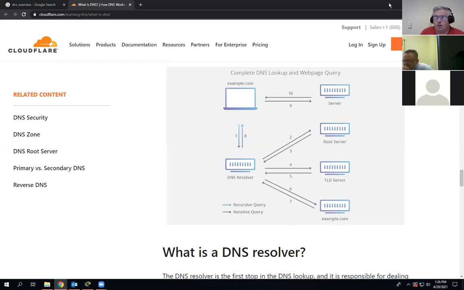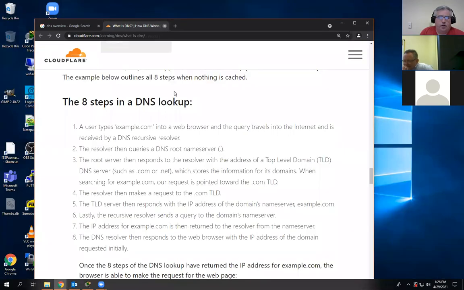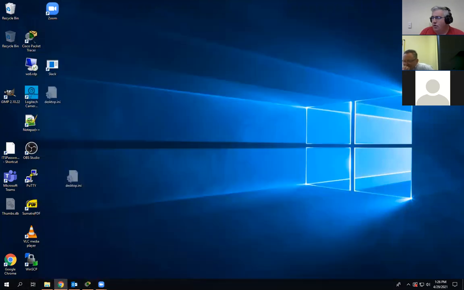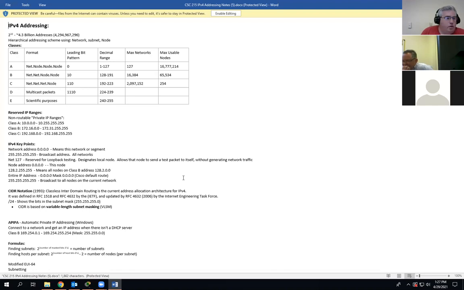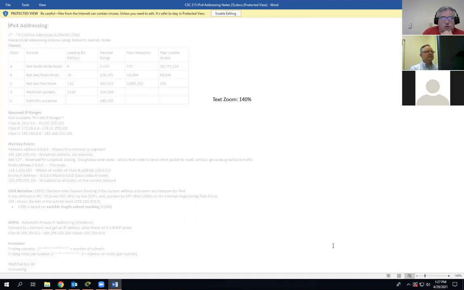So that's pretty much all we need to cover in that one. We want to go over IPv4 addressing, though. That's really what we want to do. And subnetting and how that works. So in this sheet, it kind of goes over. Let me zoom in just a smidge. There we go.